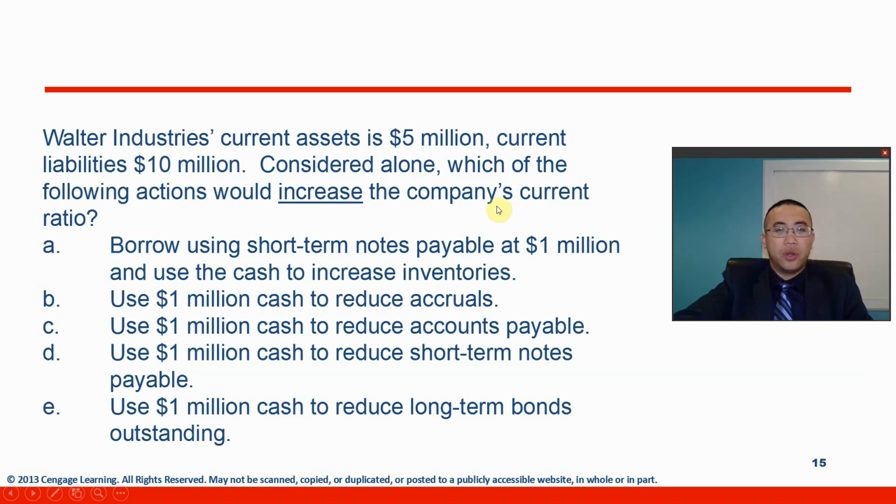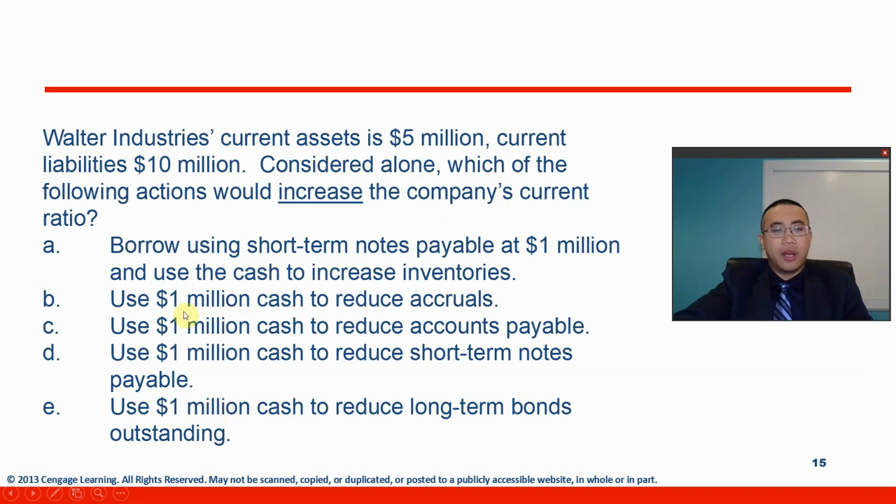And then your new current ratio is 6 over 11. Okay, 5 plus 1 is 6, 10 plus 1 is 11. So your new current ratio is 6 over 11, which is greater than the old current ratio of 5 over 10, right? So A is a correct one. We will select that. For practice purposes, I'm also going over the other options.